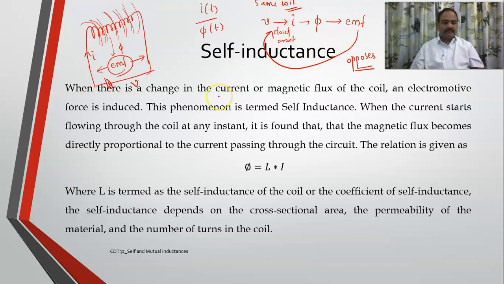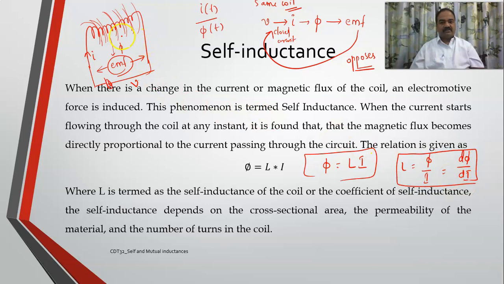Now the flux is given by L i. So L is normally given by phi over i; if it is varying, then I'll take it as d phi by di. So the self-inductance of this coil is equal to the number of flux linkages developed by the current which are linked into the circuit.